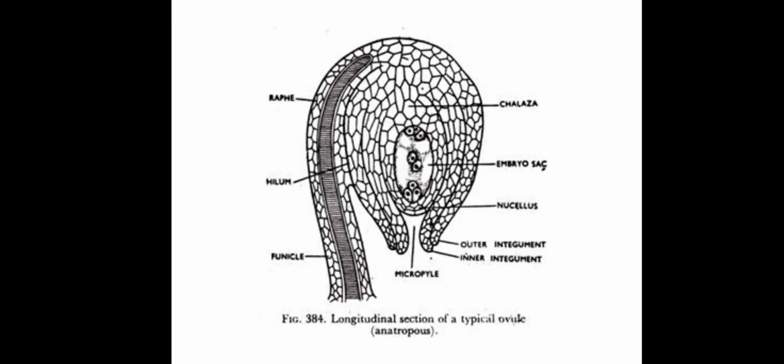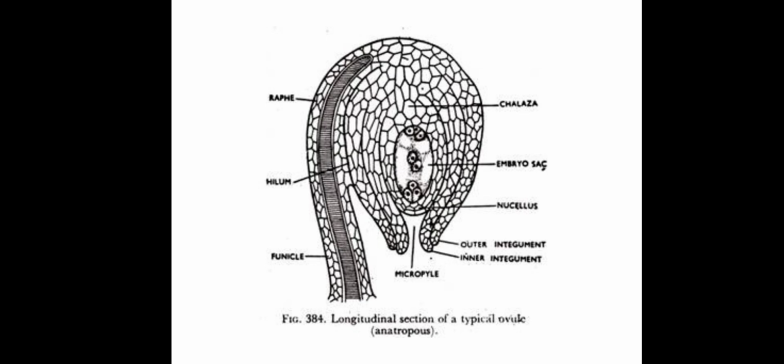So this is the structure of an ovule. We can see at the base the attachment of the ovule to the placenta, called the funicle. Then on the right side, the chalaza, which is the base of the ovule. The connection between the chalaza and funicle is called the raphe. There is a tissue between the funicle and chalaza called the hilum. Then the nucellus or the embryo sac is present inside the ovule.